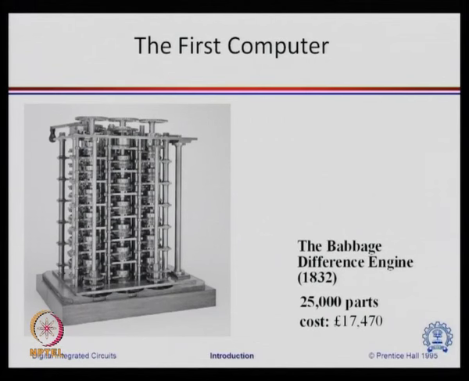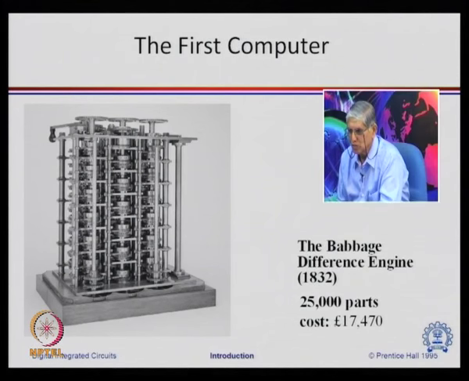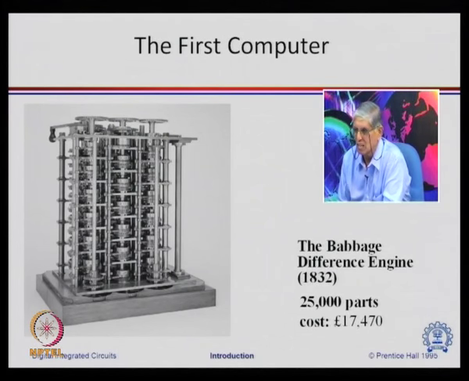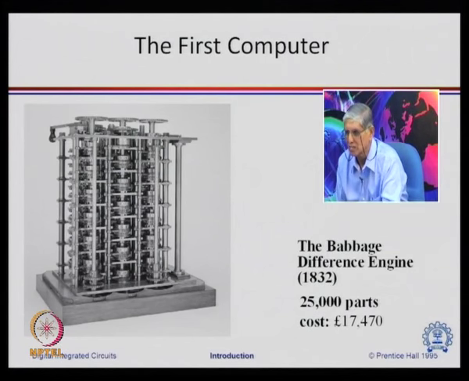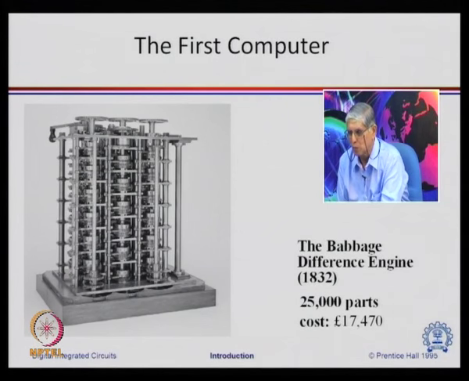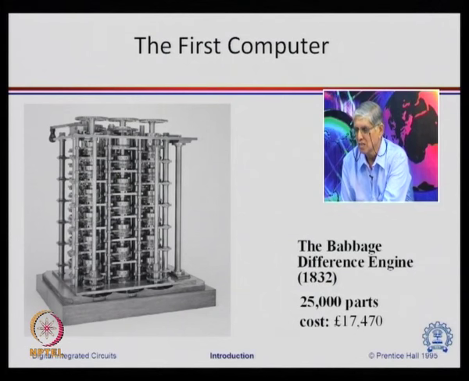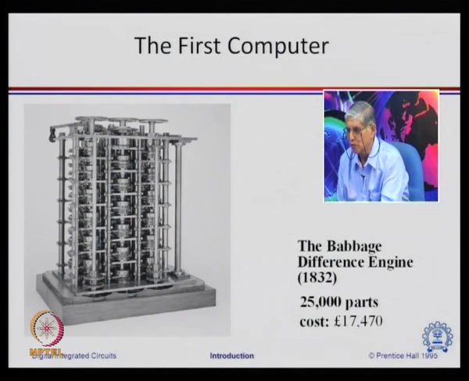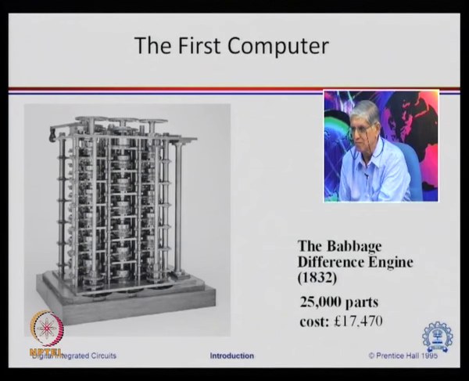This is called the difference engine, which was proposed by Babbage in 1832, and it has 25,000 mechanical parts. And in those days, it cost something like £17,470. In today's money, it may be millions and millions of dollars equivalently, or maybe crores of rupees in Indian money. So, this kind of mechanical system was thought of first, which later became a register system. And please remember, the register system was used, or rather popularized, by the most famous computer company, IBM. Actually, their first machine was also mostly a mechanical system.